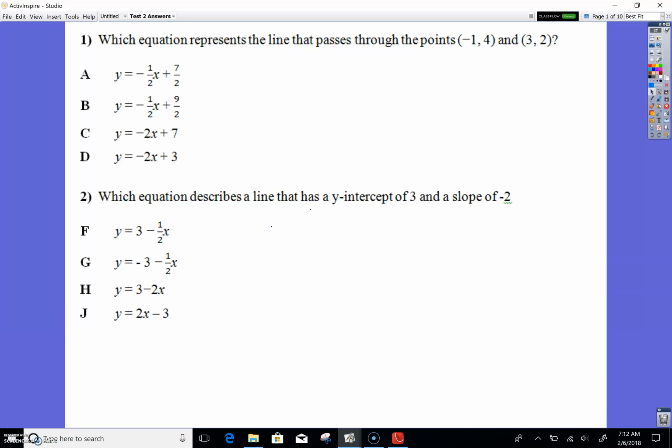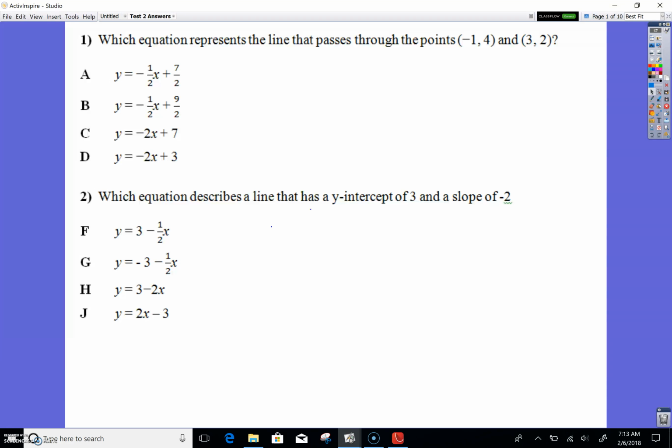Alright, this is the test 2 answers. First thing we need to do, I'm going to pretend I don't know how to do some of this. Actually, let's not pretend that. But this is how you would normally do it. First question: which equation represents the line that passes through the points negative 1, 4 and 3, 2?